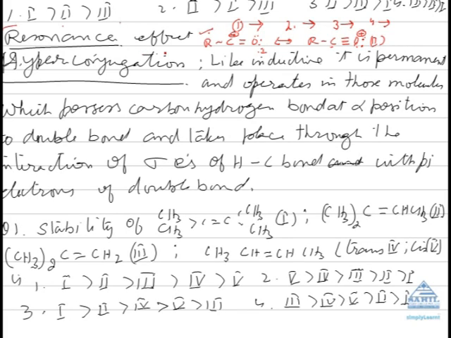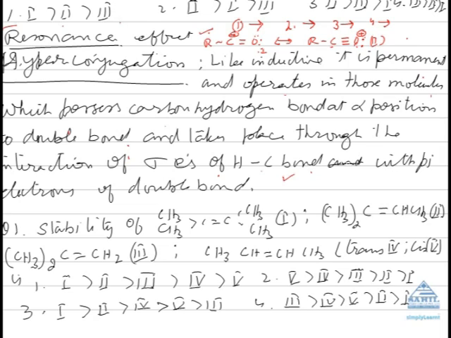Now just like resonance decreases the heat of hydrogenation, resonance increases the stability, resonance decreases the bond length of the compound. Hyperconjugation, like inductive effect, is also permanent and operates in those molecules which possess carbon hydrogen bond at alpha position to double bond or carbon hydrogen bond at alpha position to positive charge, and takes place through the interaction of sigma electrons of hydrogen carbon bond with pi electrons of double bond.